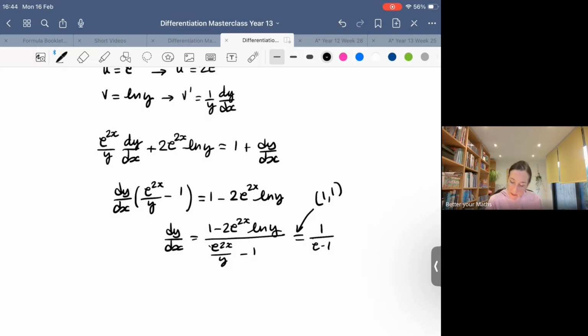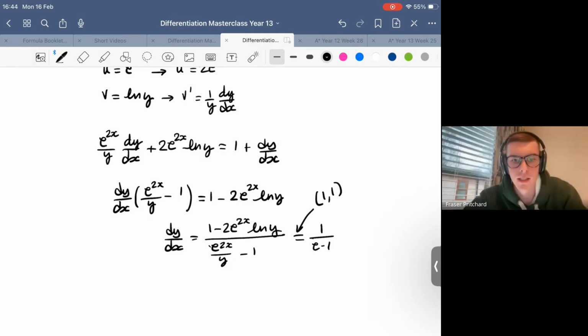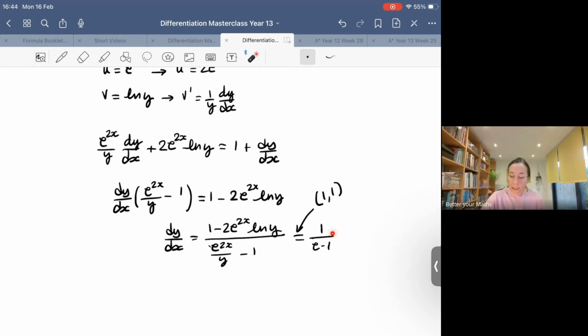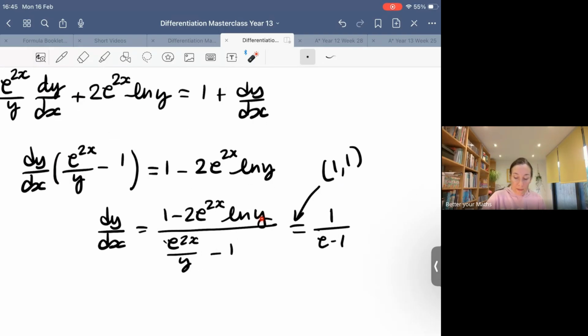Fraser. If you had one that didn't cancel out as nicely, do you just use the x and the y coordinate to actually find the gradient? You have to use both in implicit differentiation. But that's what I did. I didn't cancel. I just substituted 1, 1. So ln 1 is 0, so this bit is all 0. Then I have 1, and then e to the power 2 divided by 1, and then minus 1. I just substitute. I didn't cancel. Okay, that's fine. Thank you. No problem. In fact, I don't think we can simplify much more this one.